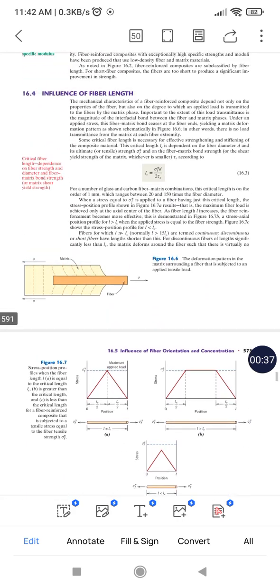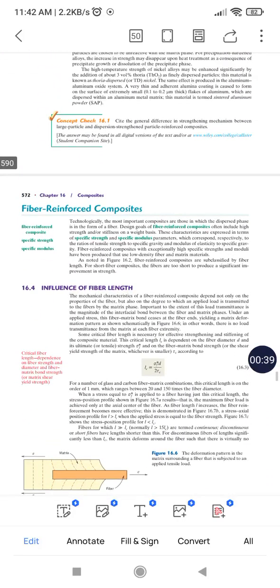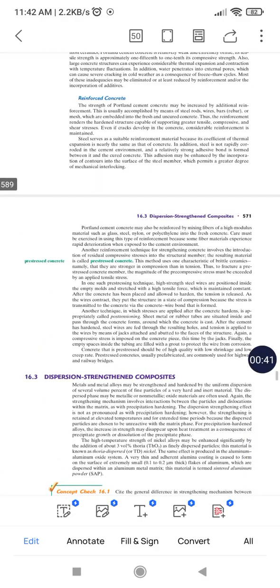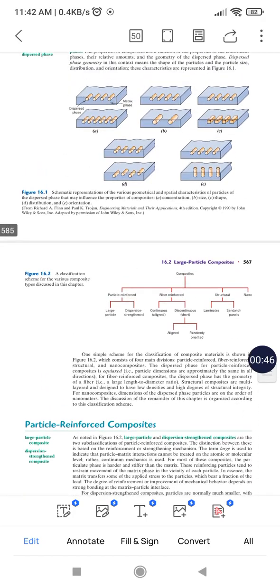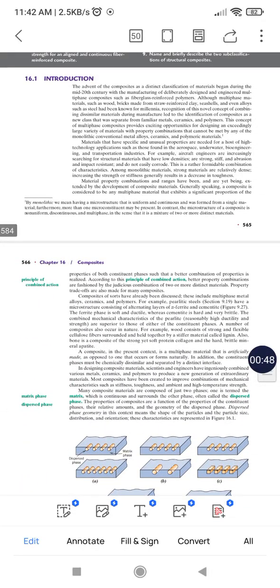We will start with this chapter, the 16th chapter. The 16th chapter is about composites. Composites means it is just the mixture of two materials. There are no reactions happening between these two materials.